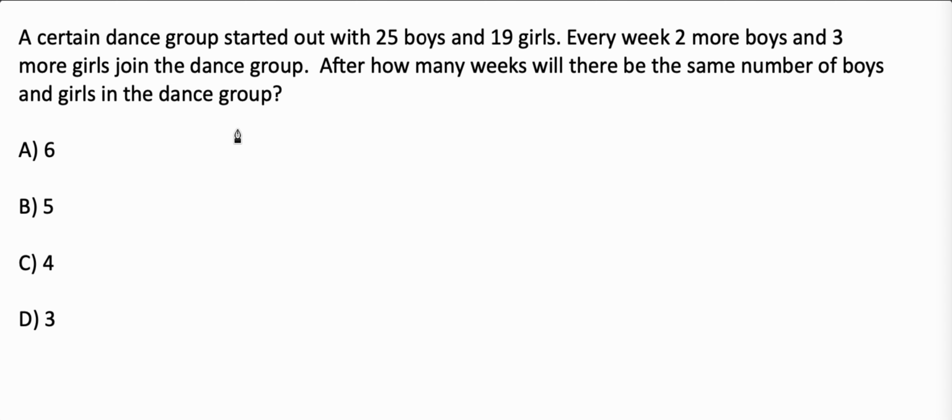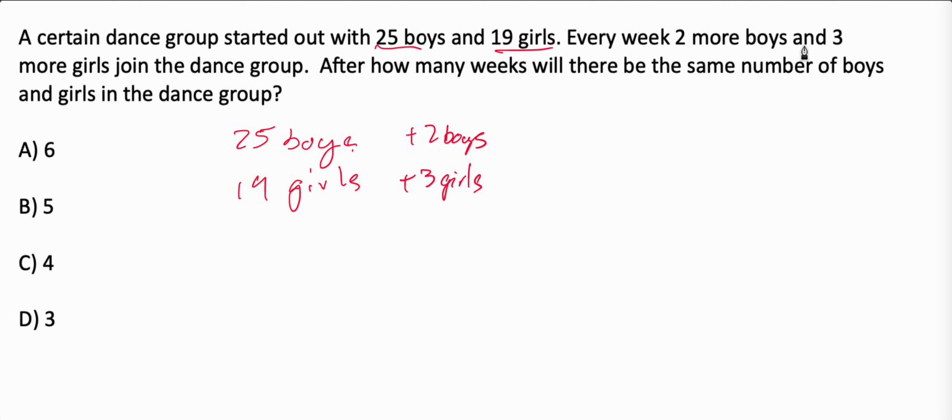So basically the starting point is you have 25 boys and 19 girls, right? So that's your starting point. And then every week you add 2 more boys, and then you add 3 more girls. So 3 more girls every week.